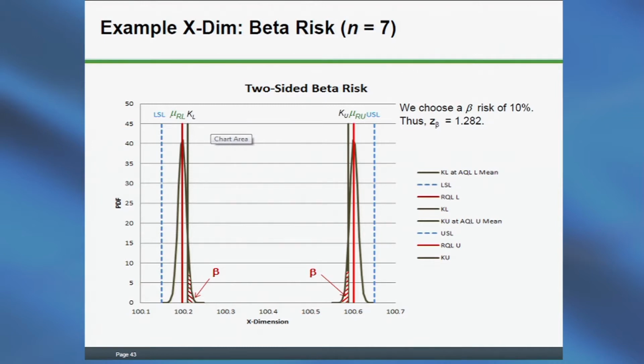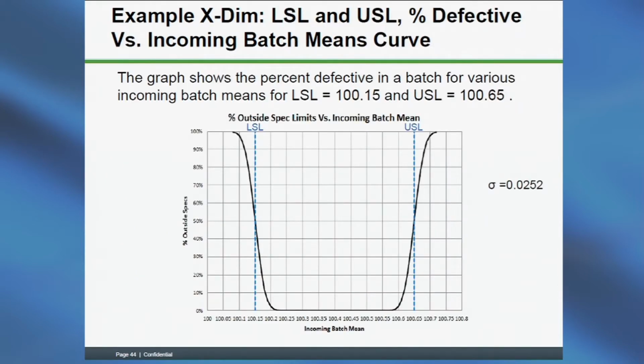Okay, and again, this shows the beta risk. As I say, most likely your probability of rejecting it is going to be on one side of the distribution, so you put your beta on either side, left or right, upper and lower. This is another way of looking at the data.